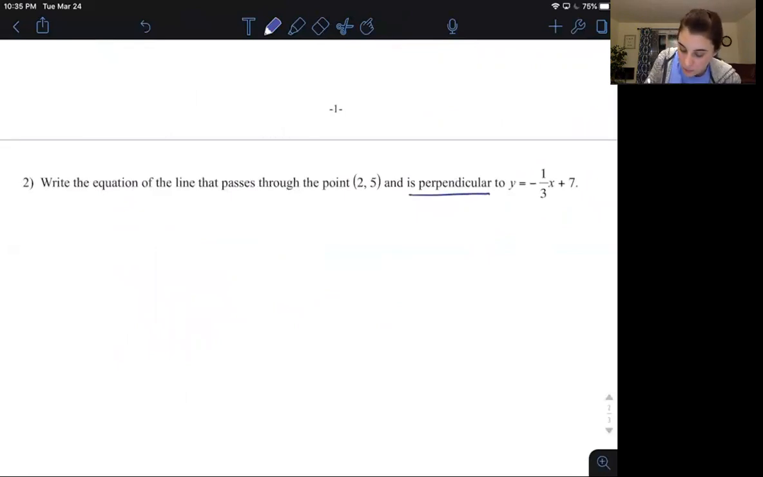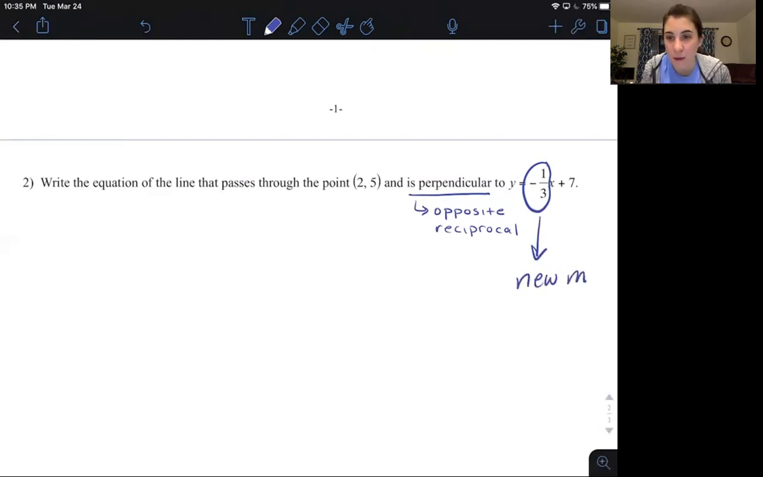So because it's perpendicular, this tells me that I have to use the opposite reciprocal. What that means is that instead of just using this number for the m, my new m is going to be, I have to flip that fraction, that's what reciprocal means, and then since it's negative, I have to make it positive. So it's just going to become +3.